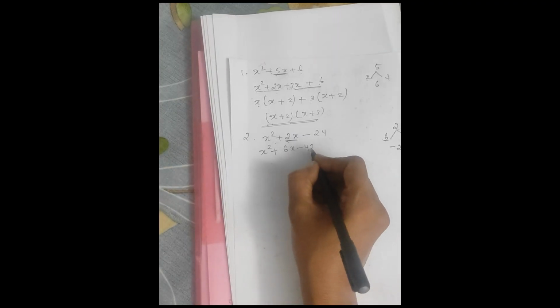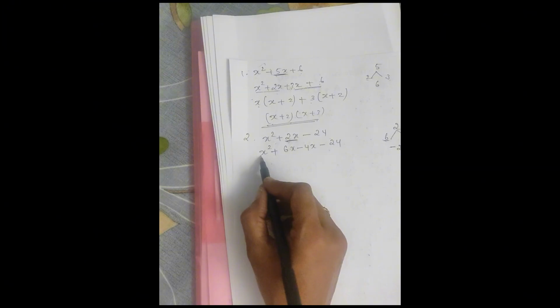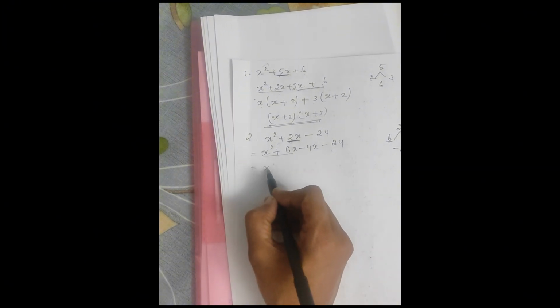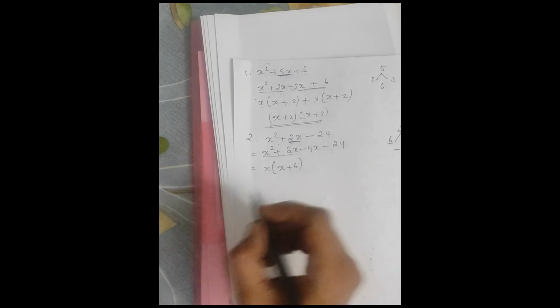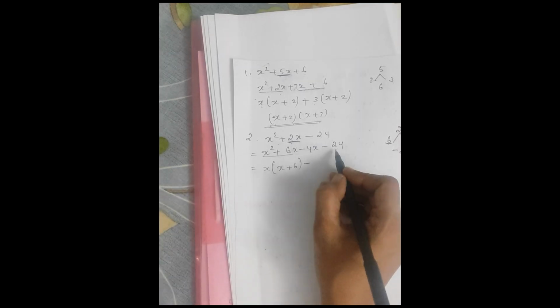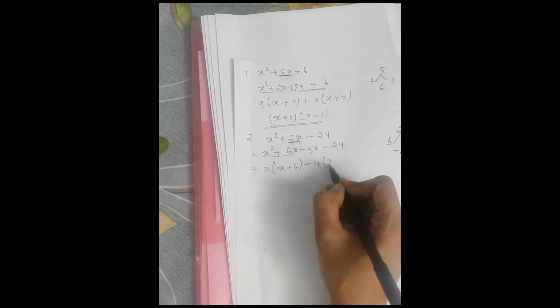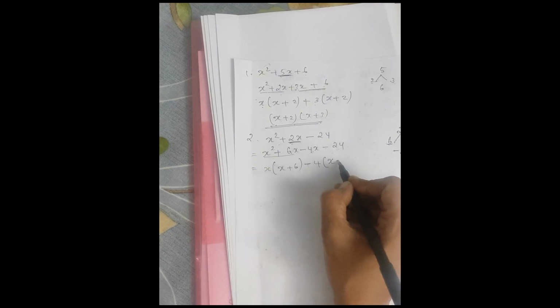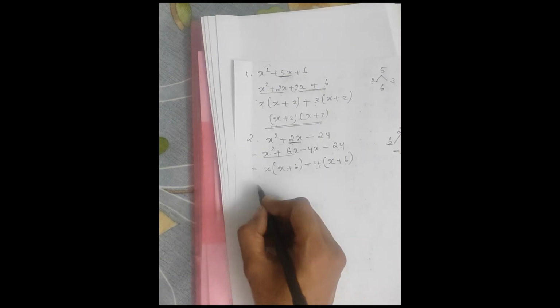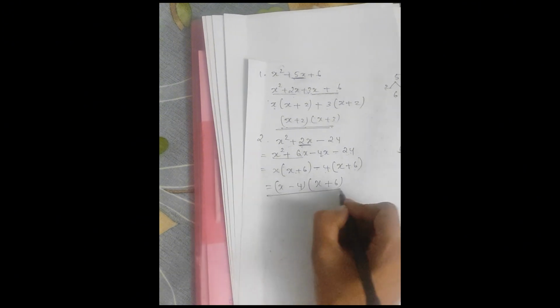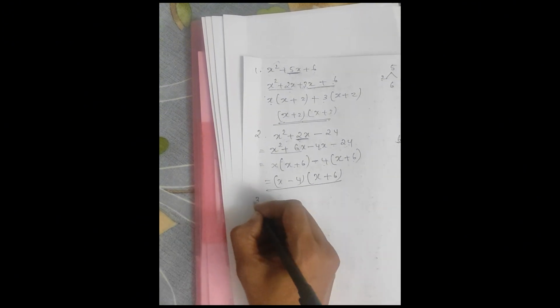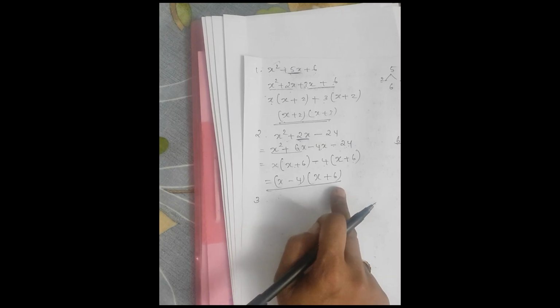6x minus 4x minus 24. While grouping, you will get x outside the bracket for the first two terms. While dividing it will be x plus 6, and for the next two terms we can take 4 as a factor. While dividing it is x, minus divided by minus is plus, and 24 divided by 4 is 6. So this is common. So what is outside? x minus 4, and x plus 6 is common. So x minus 4 and x plus 6 are the factors.